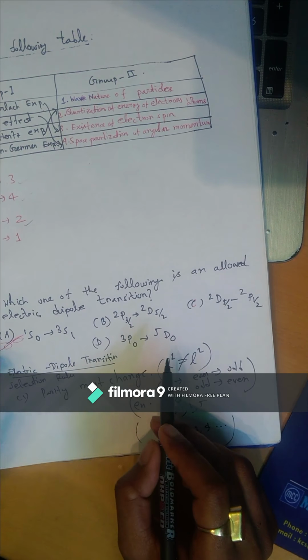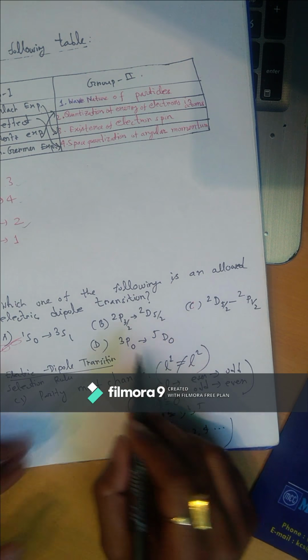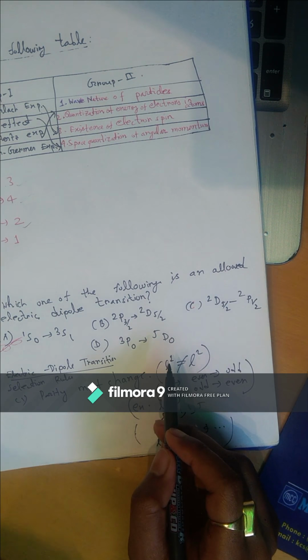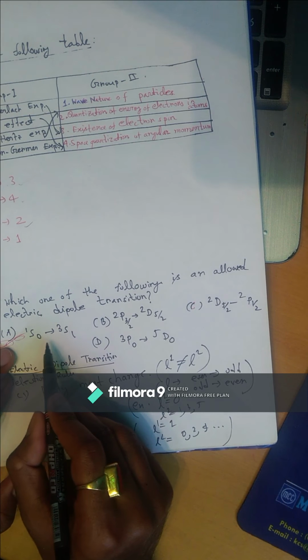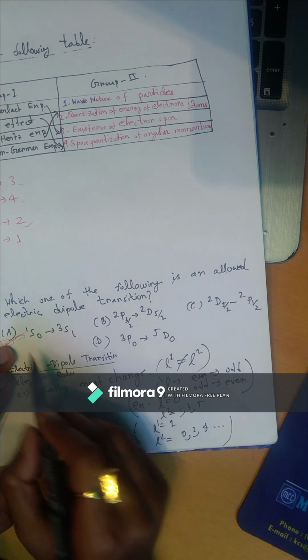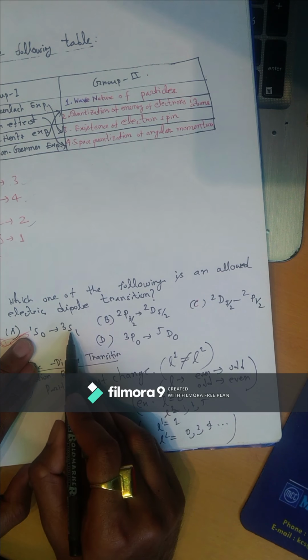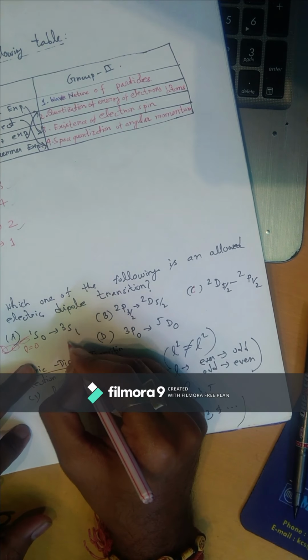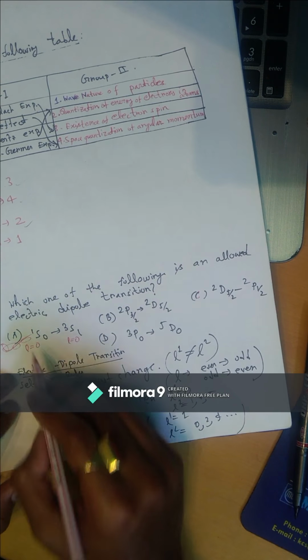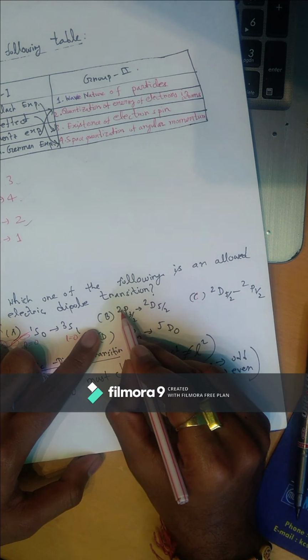Here in this question you don't have to try the delta n selection rule. You have to try only the delta j selection rule. Now if we go to the answers, we can see that in the first option the L value is not changing. For S, L equals 0, and for this also L equals 0, so this will not be the answer.